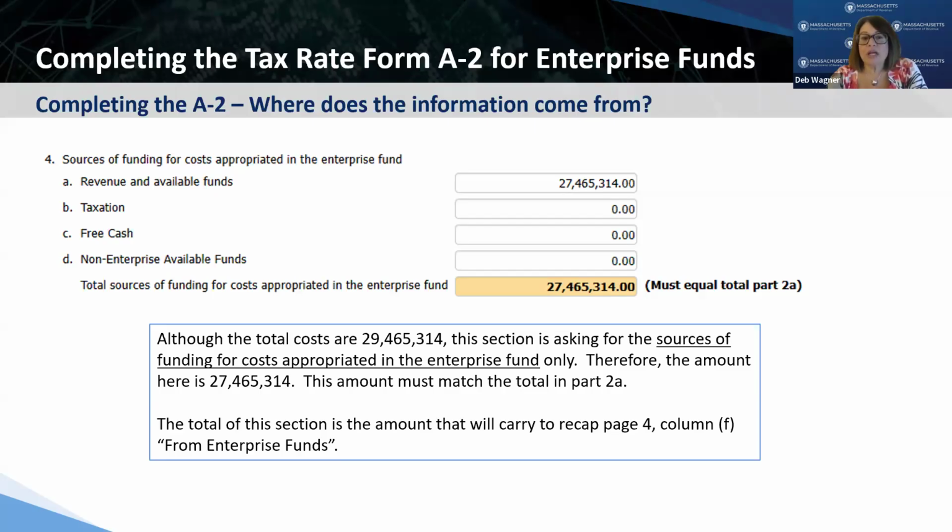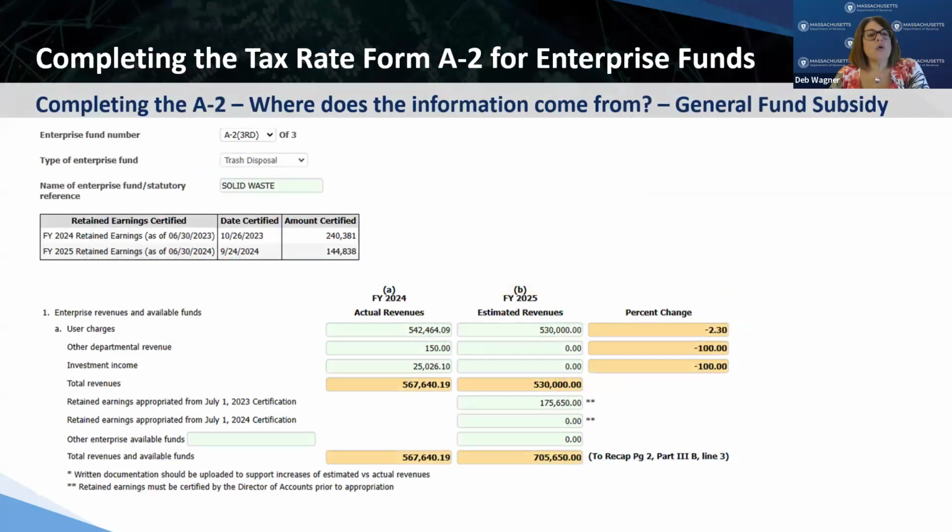And if you had multiple enterprise funds, it would be the same thing. It would be the sum of the enterprise funds. So now I'm going to show you what a general fund subsidy looks like. In this particular scenario, you have user charges of $530,000. You had retained earnings of $175,650. So total revenues for this particular enterprise fund are $705,650.